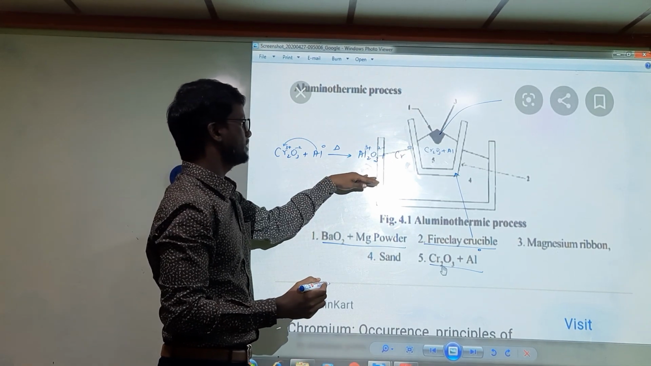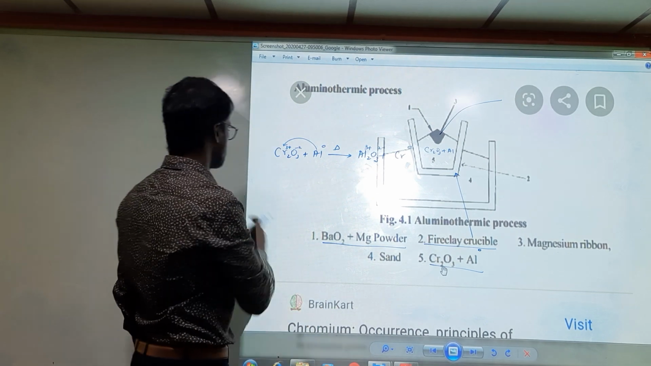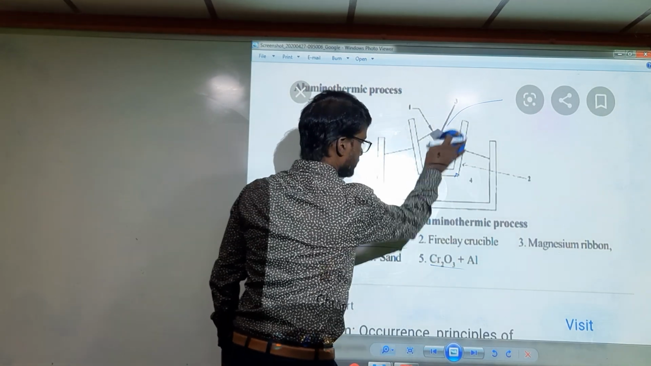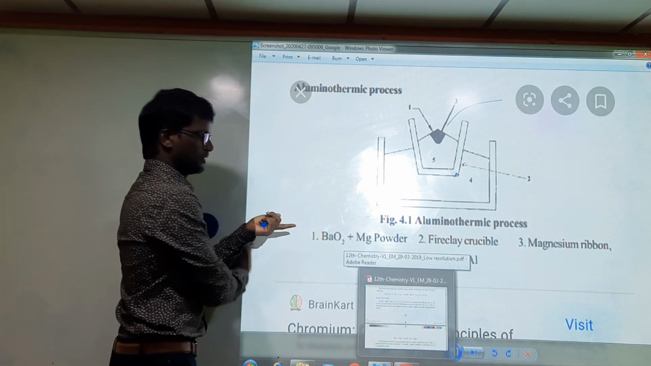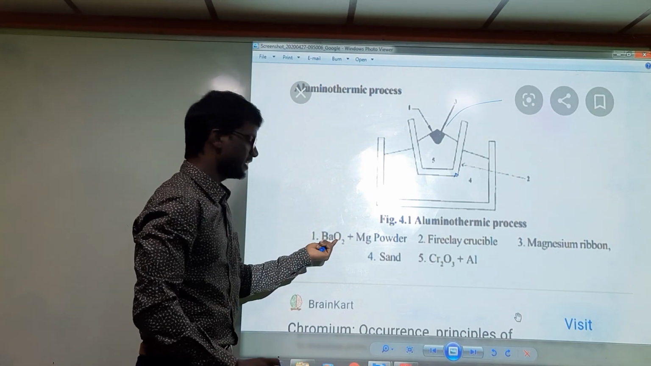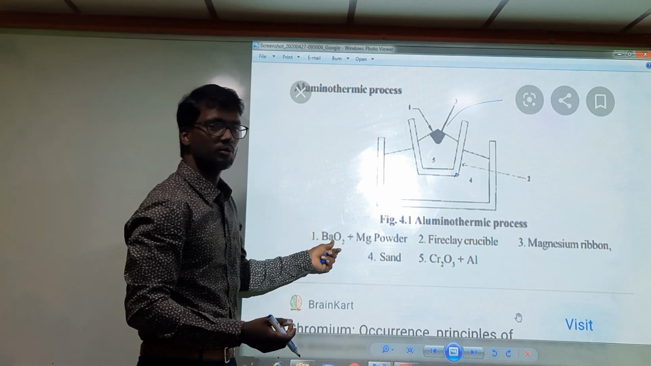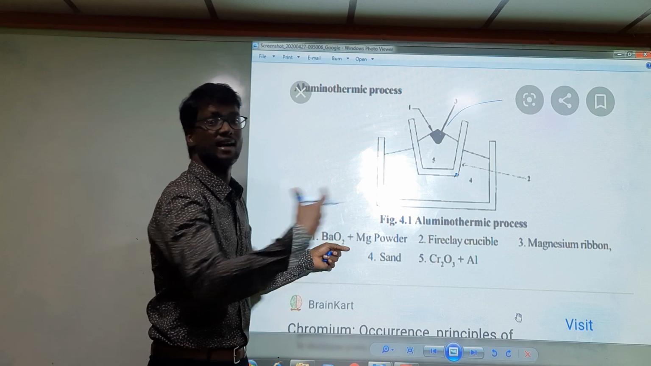This reaction will take place at a very high temperature. The temperature is reached by barium peroxide and magnesium powder. They undergo a reaction actually. Magnesium takes oxygen to form magnesium oxide, and barium forms barium oxide. The equations are given in the textbook, and this chemical reaction produces a large amount of energy.